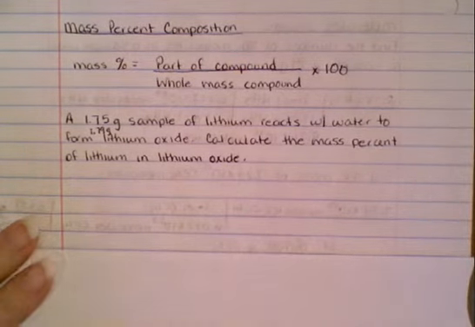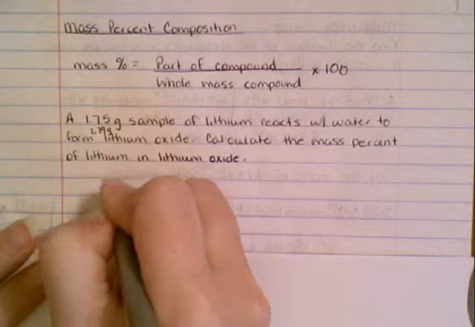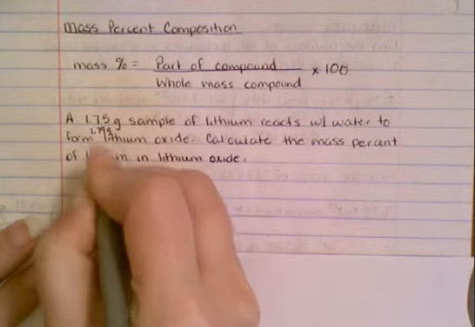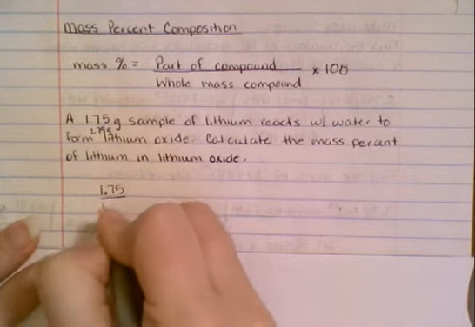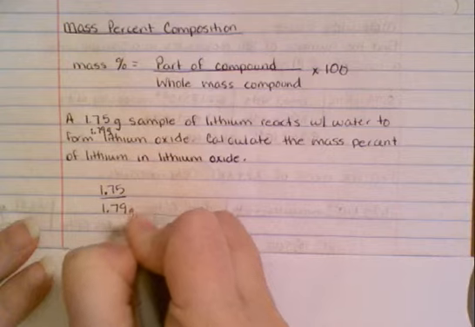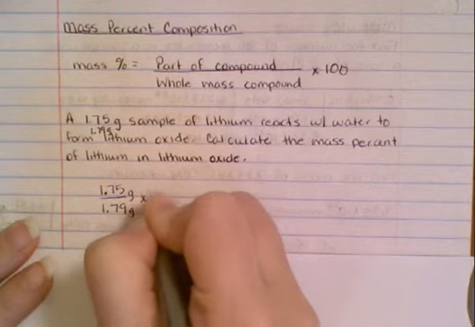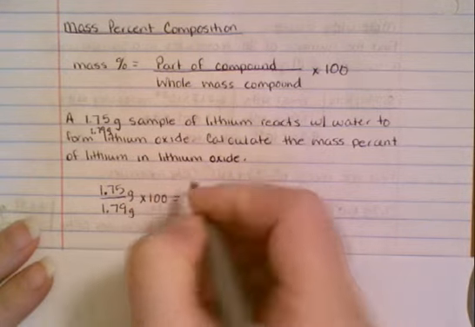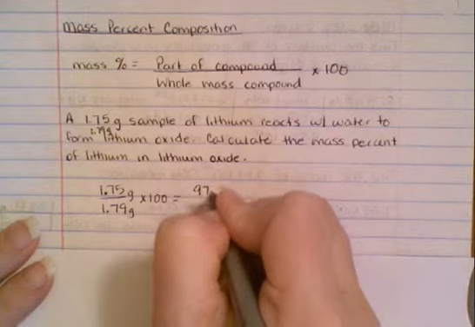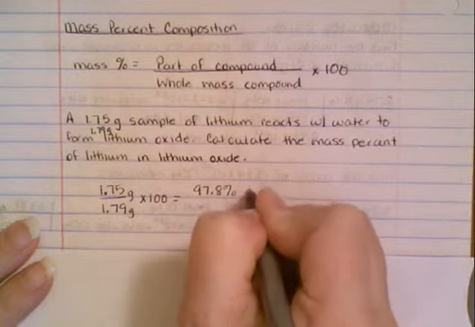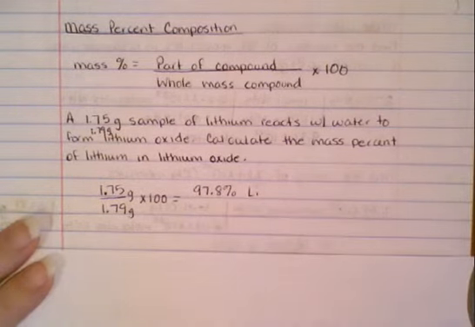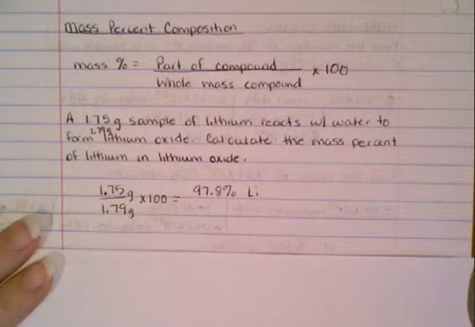So the part is going to be the lithium. The whole thing that I kind of squeezed in there is the lithium oxide. And then I'm going to multiply by 100. Which will give me 97.8% lithium. So these are very straightforward problems.